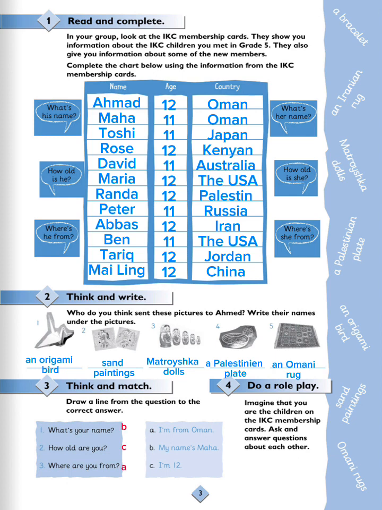Now, let's match the questions to the correct answer. Number 1 matches B. What's your name? My name is Maha. Number 2 matches C. How old are you? I'm 12. Number 3 matches A. Where are you from? I'm from Oman.